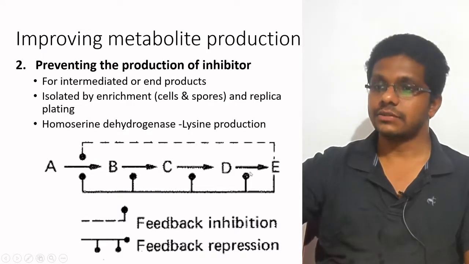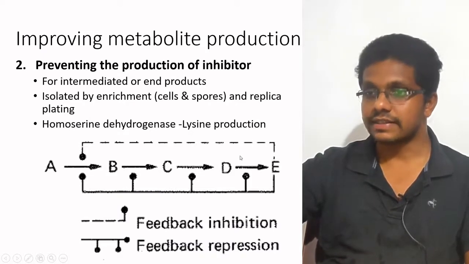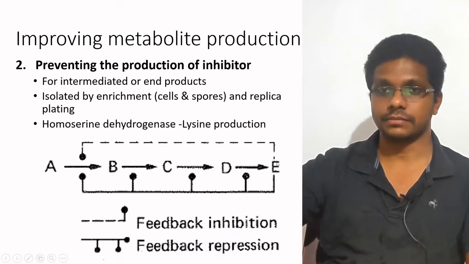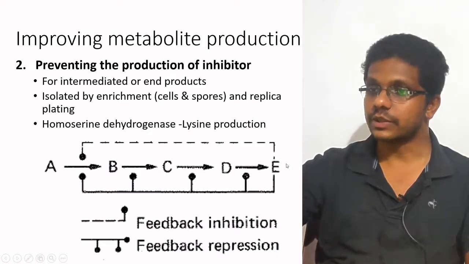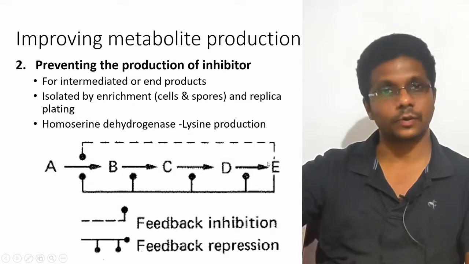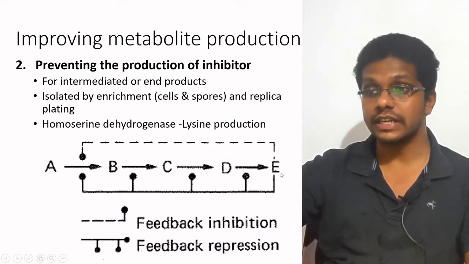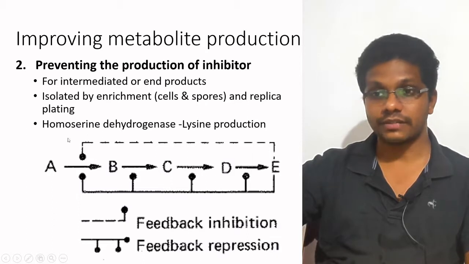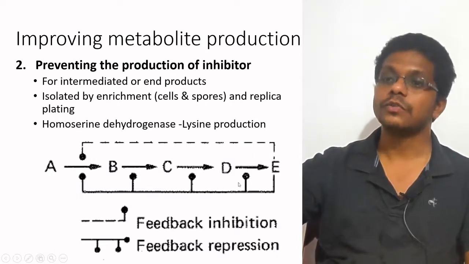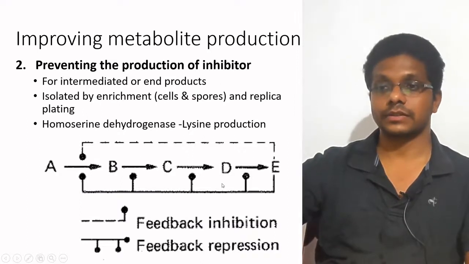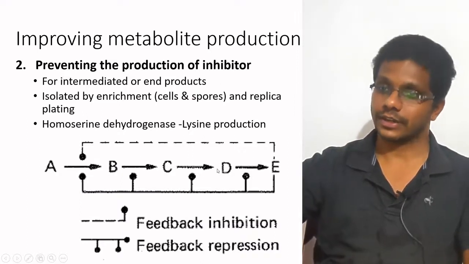In this strategy, what we do is we mutate the enzyme which converts D to E. So when this enzyme is mutated, the conversion of D to E is prevented. So no E is produced. If there is no E, the final product, we don't have any feedback inhibition or feedback repression. So in that way also we can improve the yield of the product.